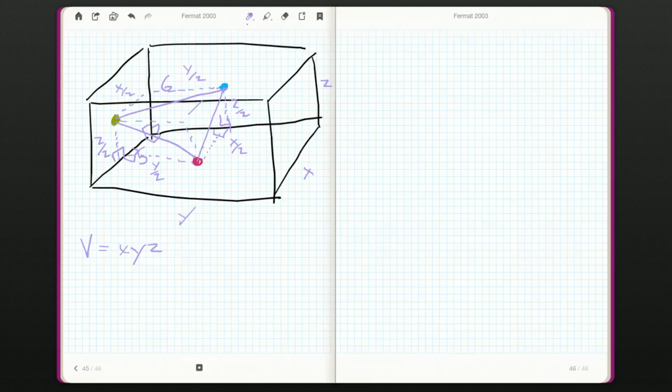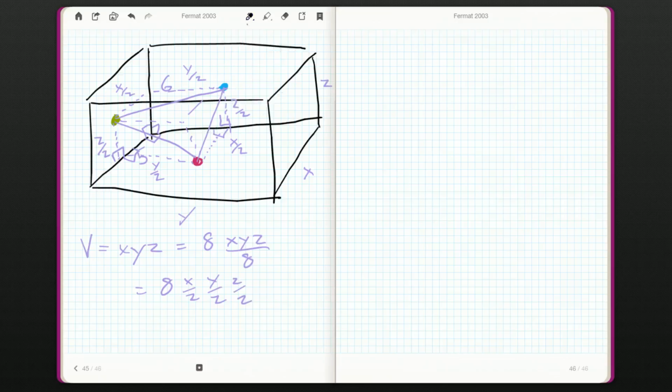Okay, and this littler box, if I can figure out the volume of this little box, it'll be 8 times that, because 8 is 2 to the 3. So if I can figure out x over 2, y over 2, and z over 2, multiply them together, multiply them by 8, I will get the volume of the big box. Okay, so that's something to keep in mind.